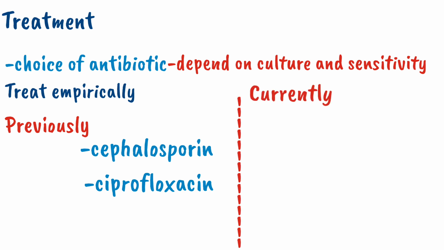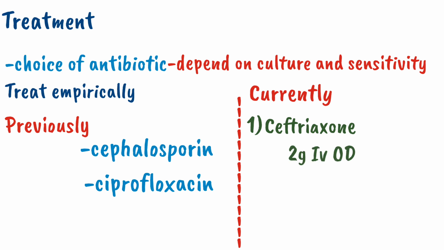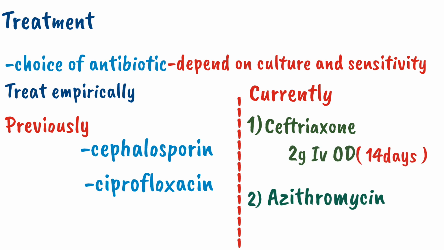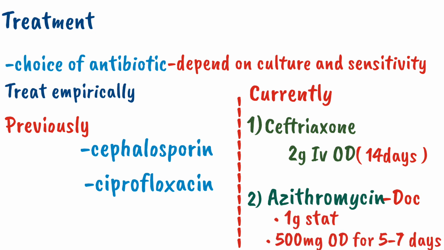These days, we use two classes of drugs to which the bacteria are sensitive. The first one is ceftriaxone. We give 2 grams of ceftriaxone IV OD for 14 days, and the second one is azithromycin. Azithromycin is the drug of choice for typhoid fever these days, and we give azithromycin 1 gram stat, and after that we give 500 mg OD for 5 to 7 days.